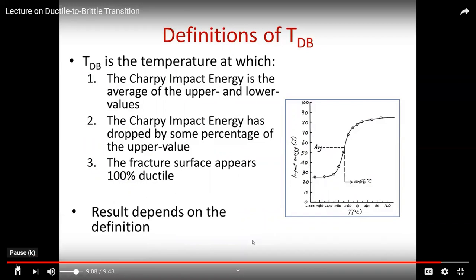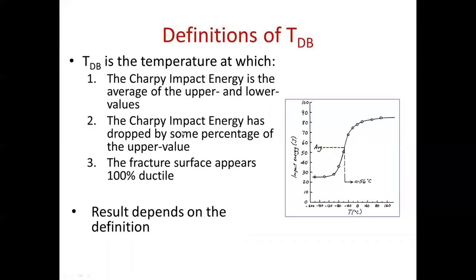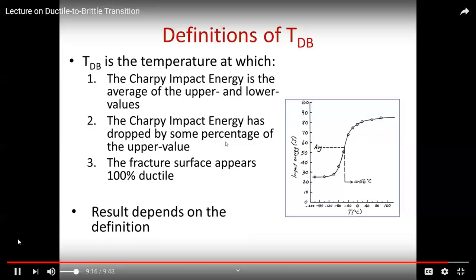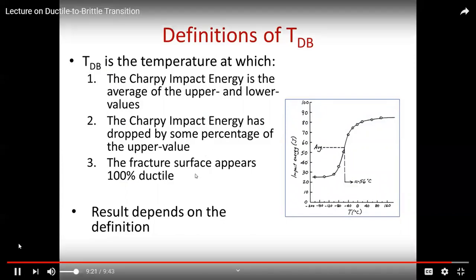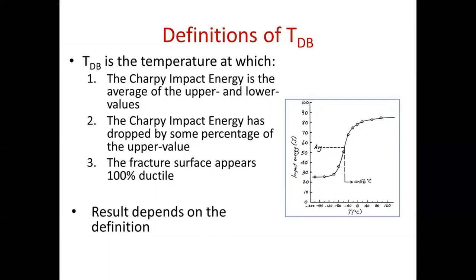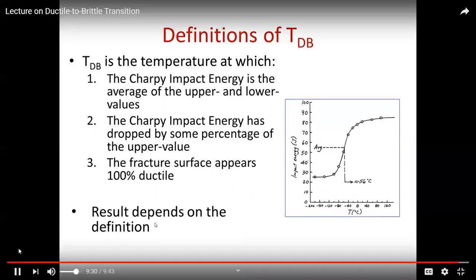Another definition that has been used in reporting data is that the ductile to brittle transition temperature is the temperature at which the Charpy impact energy has dropped by some percentage of the upper value. Some data will be reported as the temperature at which the fracture surface appears to be 100% ductile. So the reported value of the ductile to brittle transition temperature actually depends on the definition. So that's something that's important to know when you're selecting materials for a design.